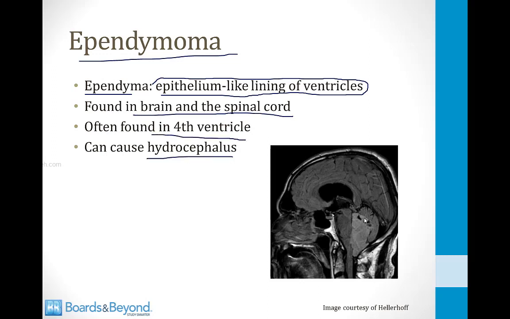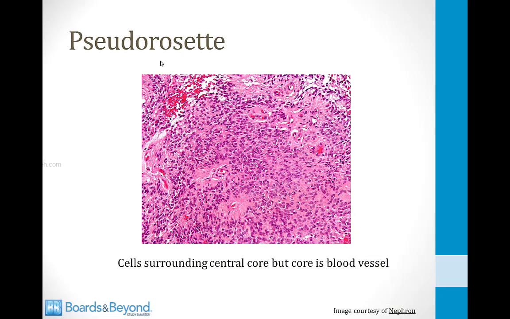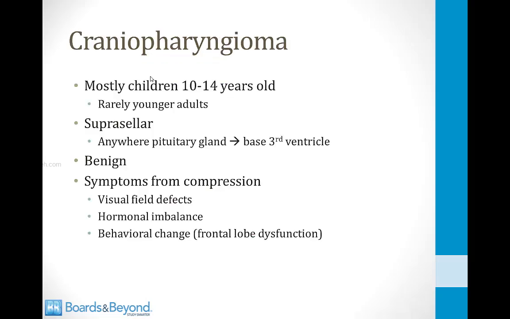And over here on the right is an MRI image of a patient who has an ependymoma, and you can see this large tumor in the fourth ventricle, and it's compressing the brainstem, and it's going to obstruct the CSF flow and give hydrocephalus. The characteristic pathfinding of an ependymoma is the pseudorosette, and similar to the rosettes in medulloblastoma, these are circular structures, but in this case, they're circles of cells surrounding a central core that's a blood vessel.